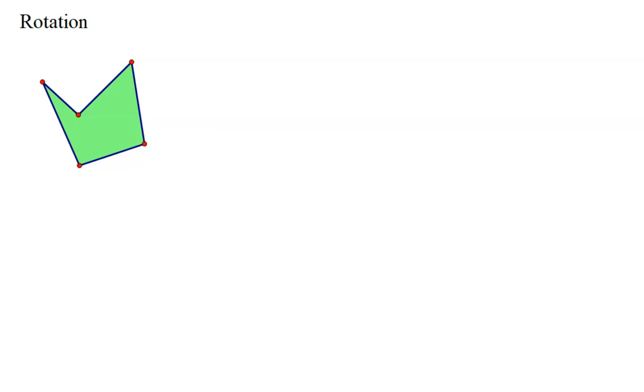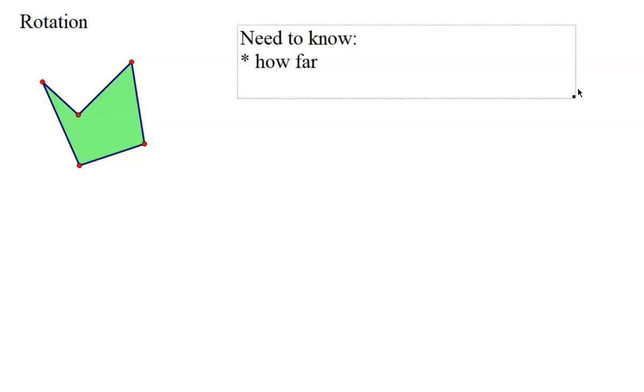And finally, the last of the 3 isometries, or rigid transformations, meaning the ones that keep the size the same, is the rotation. And I want to just look first at what do we need to know to rotate something. So there is more to know about this than either of the other 2. We need to know how far. We need to know in which direction. And in this case, when we're turning something, that generally means clockwise or counterclockwise.